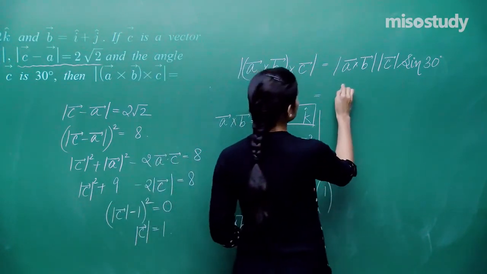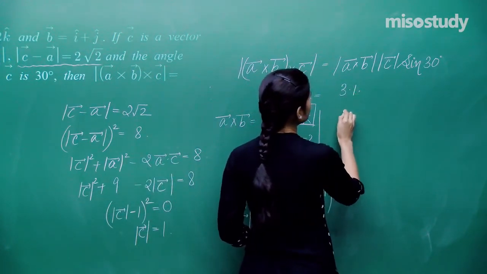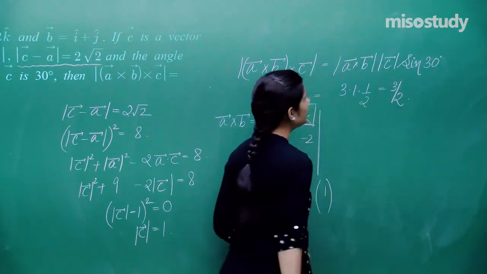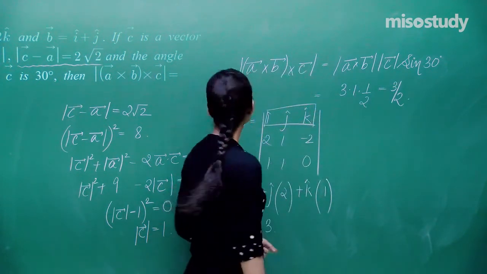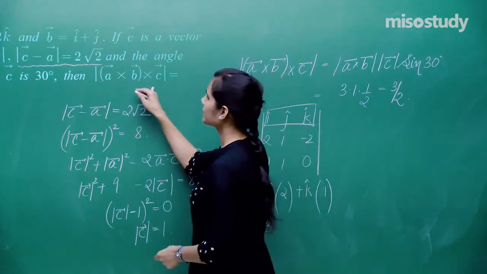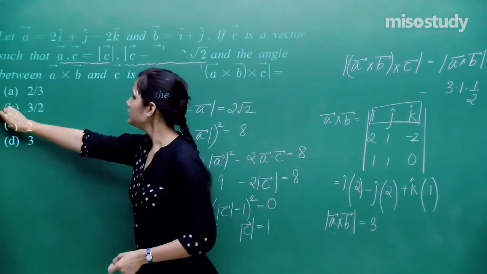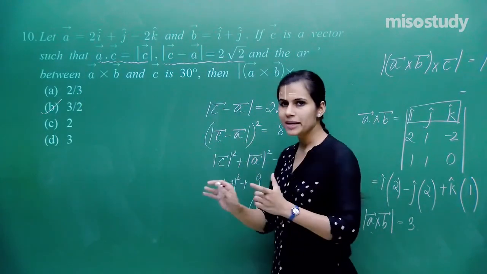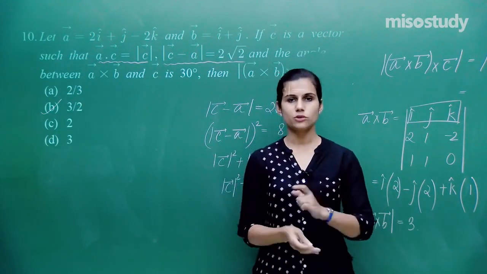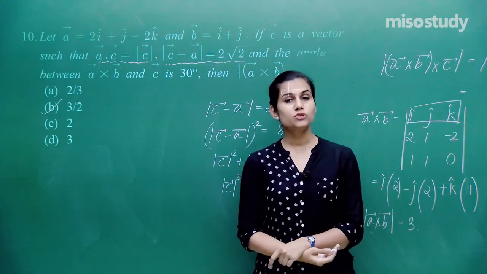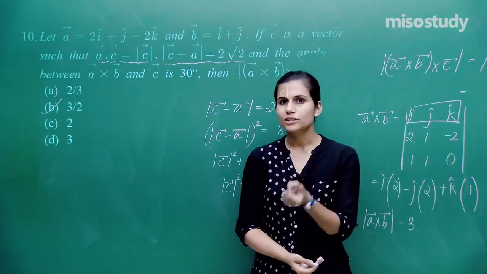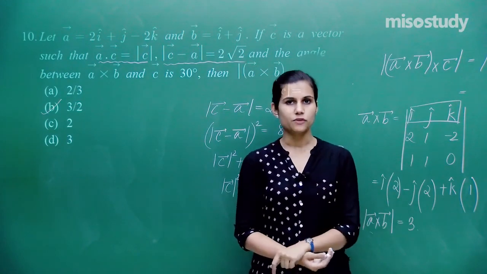So you get 3 into 1 because mod C is 1, and sine 30 is 1 by 2. So this is 3 by 2. It's been asked what is the magnitude. Magnitude is nothing but 3 by 2. Clear? That's how the concepts are intermingled in questions and one complete question is formed. So for that you need to be very thorough with each and every petty concept to actually get the complete and correct answer of the question.